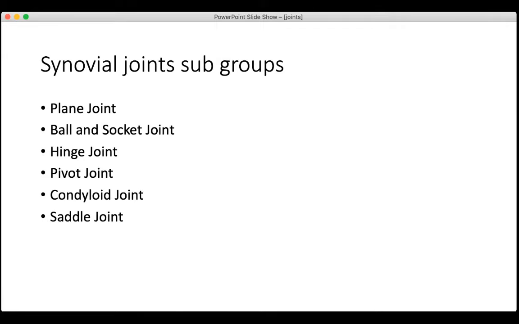Now we'll divide these into subgroups, and please remember all these terminologies and different types, because this will help you understand your body. For biomechanics, you should know your body, what kind of muscles, what type of joints, and what kind of bones we have. Coming to the classification, we have six main categories of synovial joints. First is the plane joint, second is the ball and socket joint, then the hinge joint, pivot joint, condyloid joint, and saddle joint. I'll discuss all of them, what kind of movement they make and where they are located, one by one.